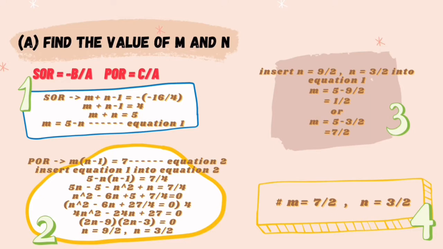When we get the two values of n, we need to substitute them back into the sum of roots equation, which gives m equals 5 minus 9 over 2 and m equals 5 minus 3 over 2. Then we will get two values of m, which are 1 over 2 and 7 over 2. But the question wants us to find m bigger than n minus 1. So the final answer is m equals 7 over 2 and n equals 3 over 2.